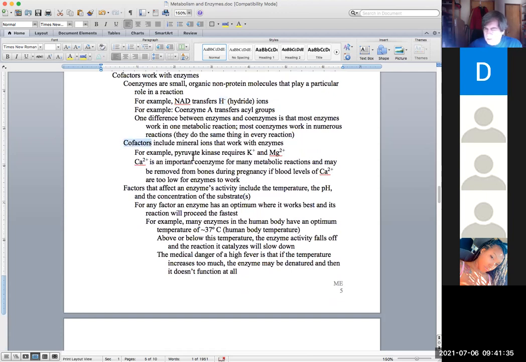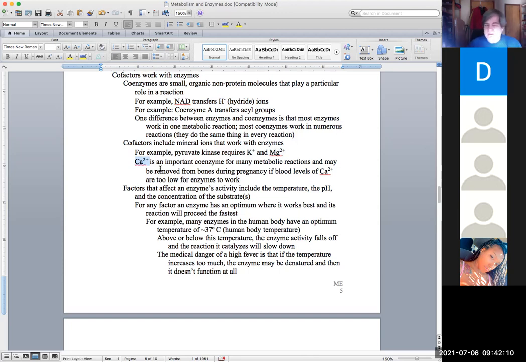Most of the time when we talk about cofactors, we're not talking about the coenzymes. We're just talking about mineral ions. So remember, ions have either a positive or a negative charge. So one enzyme is something called pyruvate kinase, and it needs potassium ions, K+, and magnesium ions, Mg2+. One cofactor that's used by a lot of enzymes, that works with many enzymes, is calcium ions.